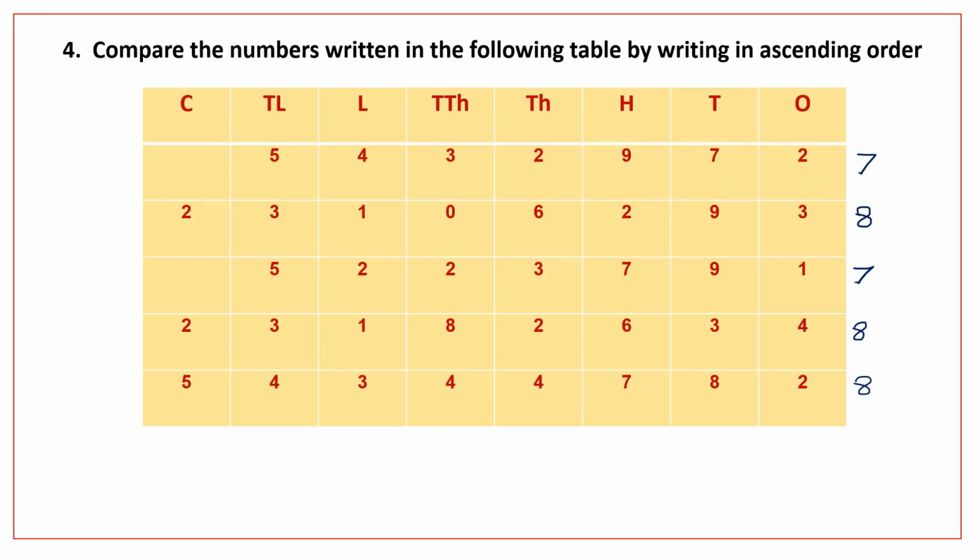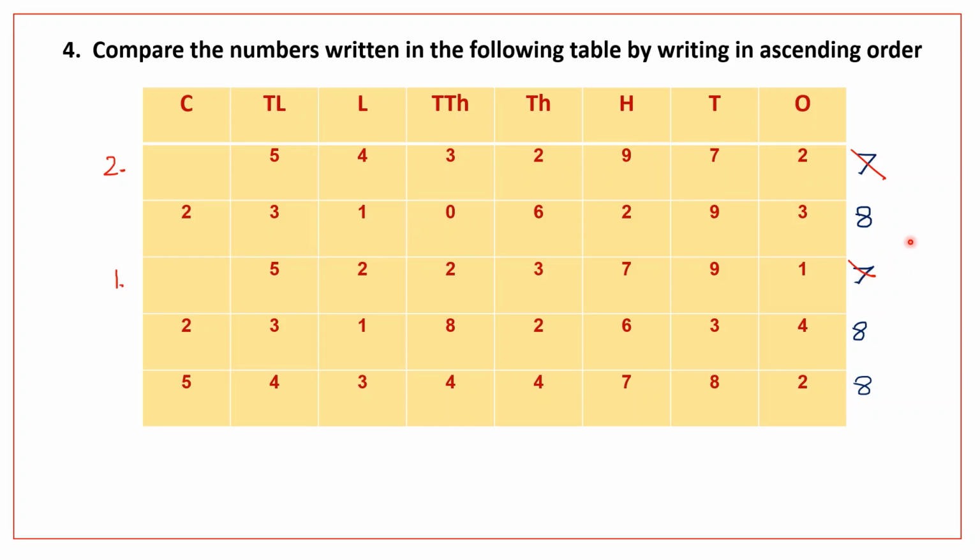So we can write it down here first. This is the smallest number. And this is the second smallest number. So we have finished with the number having 7 digits. Now let's go to the next one, numbers having 8 digits.